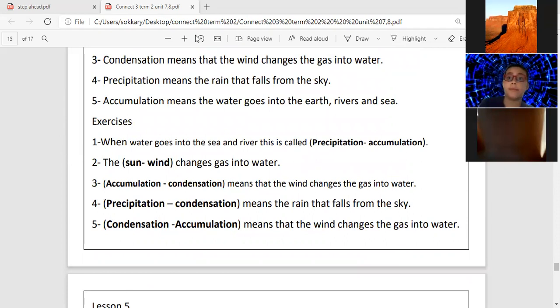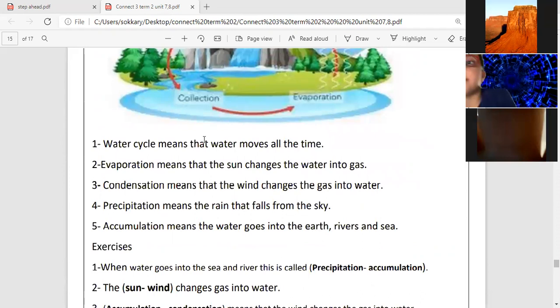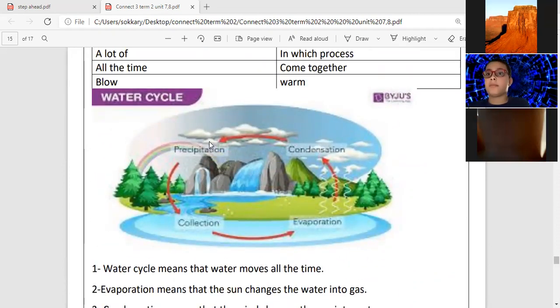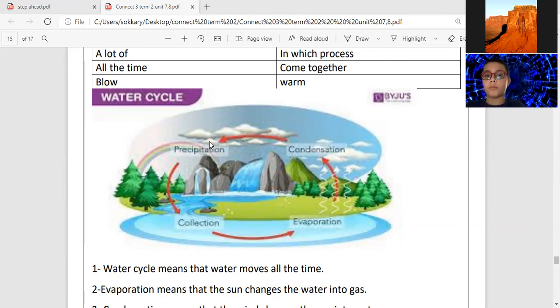Who can tell me the four steps together? Ziad, go ahead. Number one? The water changes into a gas. Yes, the sun changes the water into gas. Excellent. What is the name of this process? Evaporation. Okay. Continue.